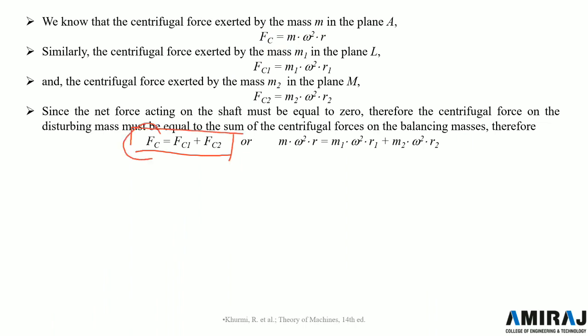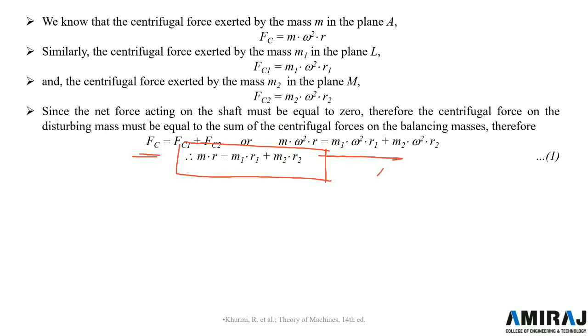Centrifugal force of disturbing mass is equal to the sum of centrifugal force by balancing masses. So we can simplify and write down the equation, and here the omega is the same, so omega will be cancelled out, so we will get the equation as mr is equal to m1 r1 plus m2 r2, and this equation is for static balancing because centrifugal force is acting.